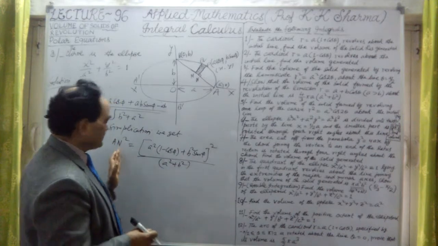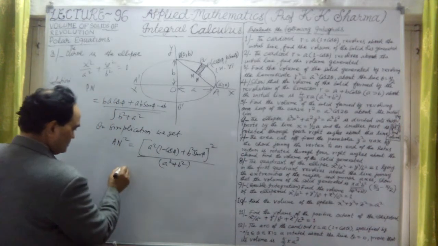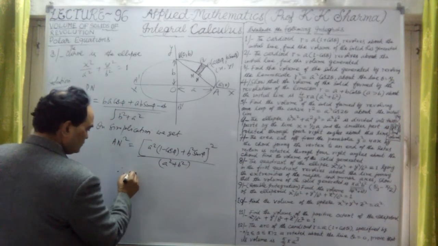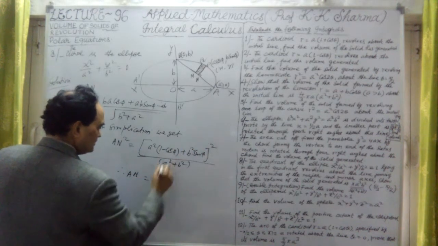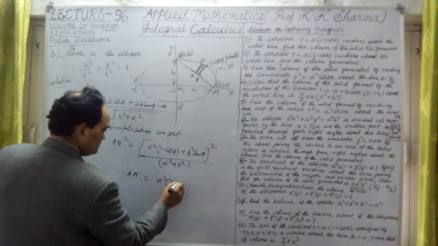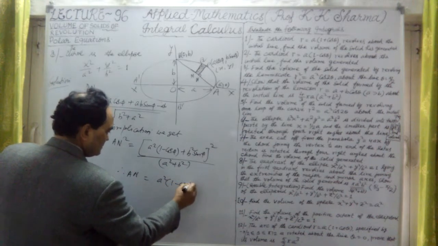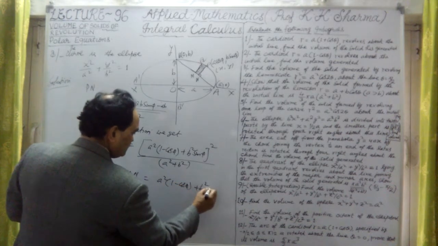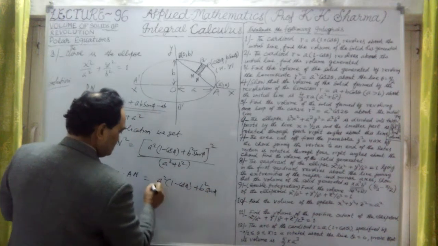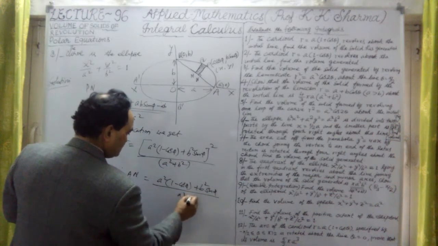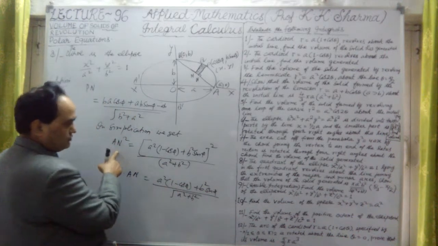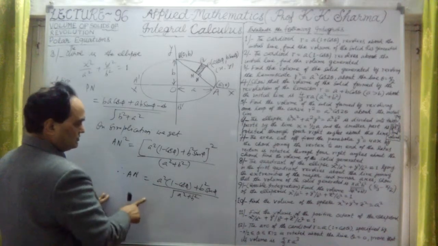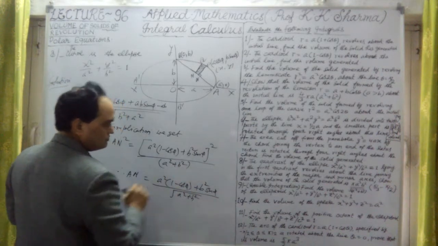This value of a n will be obtained. Therefore, a n is the square root of this. The square will cancel out. It is nothing but (a square into (1 minus cos phi) plus b square into sin phi) divided by the square root of a square plus b square. Why? Because we are calculating the square root of the denominator, since a n is to be obtained. So a n is this value.